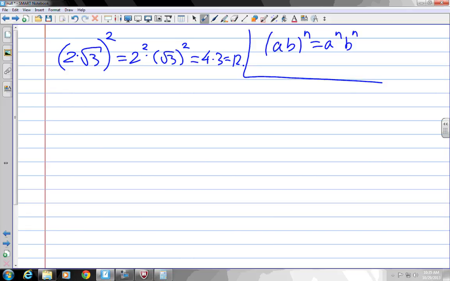If I take negative 5 square roots of 7 and I square that, again, I have to square both numbers. I'll have to square negative 5, and then I have to square the square root of 7. 25 times, well, the square root of 7 squared, so 7, right? So 175. Right?